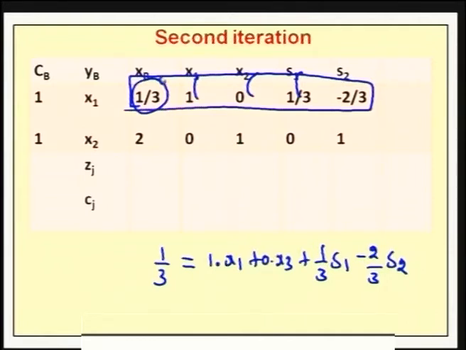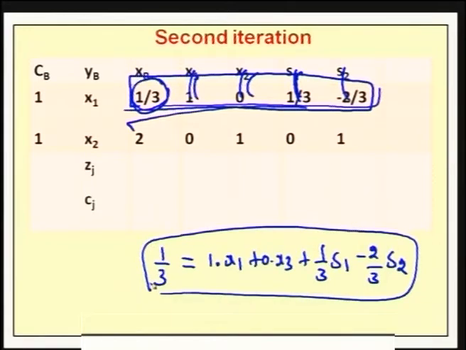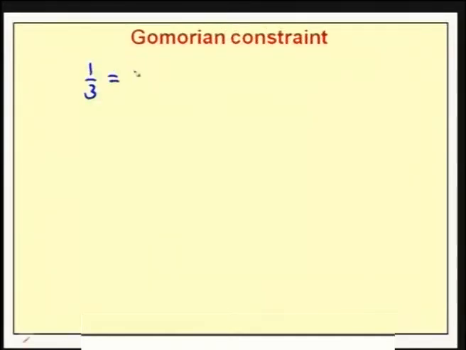For that, the non-integer value is 1 by 3 for x1. Therefore, the corresponding row is called the source row. From the source row, we have the value 1 by 3 equal to 1 into x1 plus 0 into x2 plus 1 by 3 into s1 minus 2 by 3 into s2. So, this is the equation we obtain from the source row.